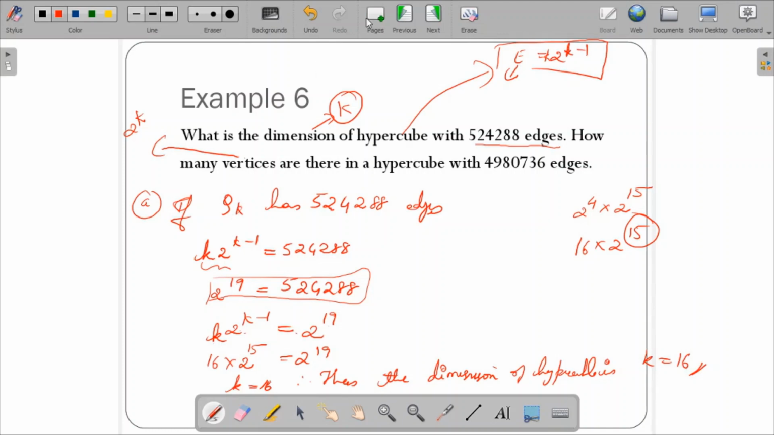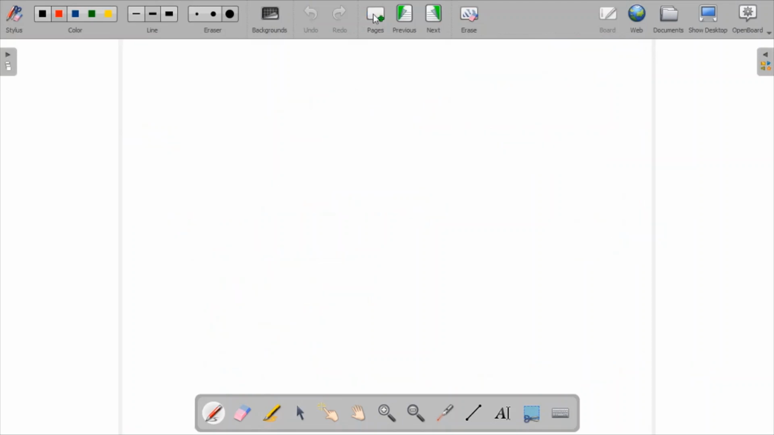So the next question is, how many vertices are there in the hypercube with 4980736 edges? Vertices means you have to find 2 to the power K. But he has asked how many vertices are there for this particular number of edges.